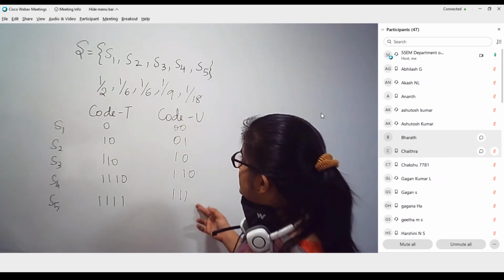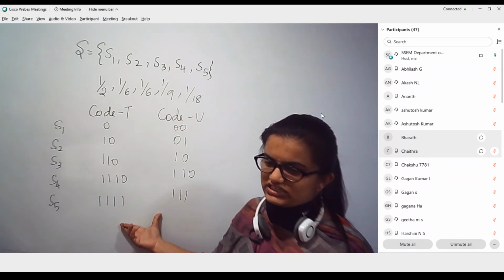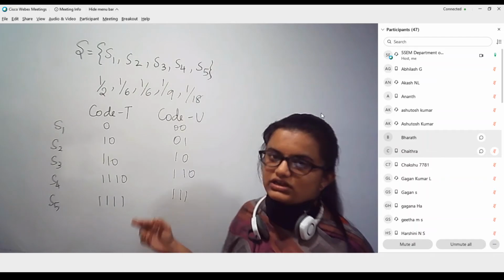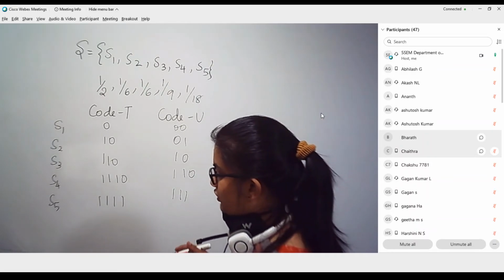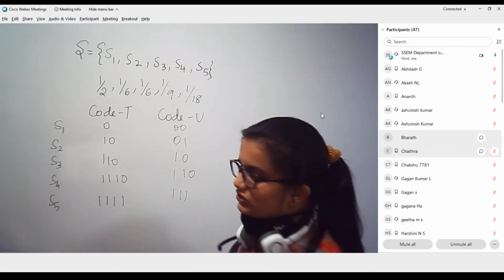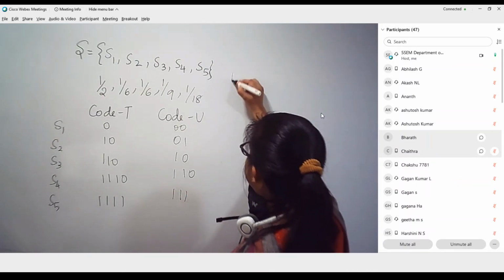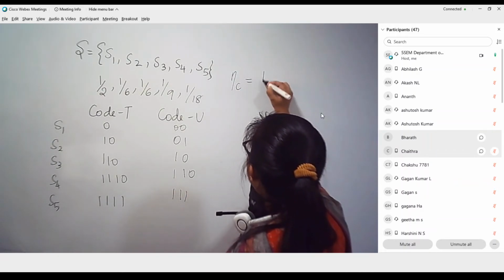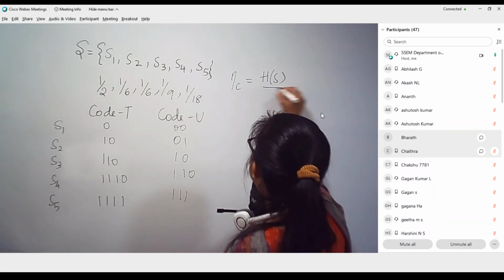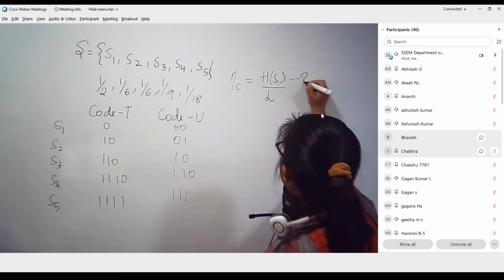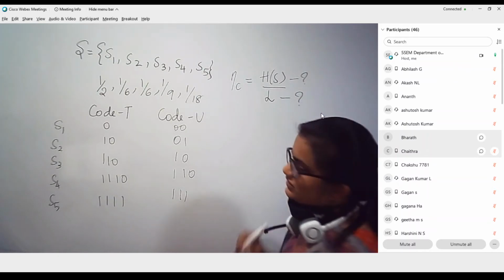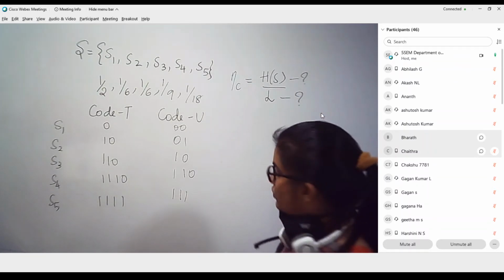So what we will do is compare the two instantaneous codes, to see which one is better depending on the code efficiency and code redundancy. To find the code efficiency, eta C, and code redundancy, I will need two parameters: one is HS, the other one is L. So I need to find the entropy of the source and the average length.